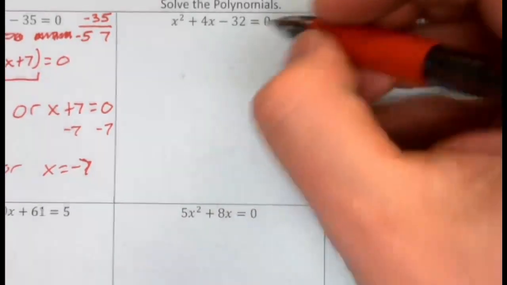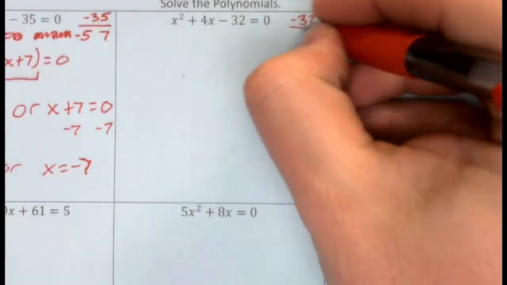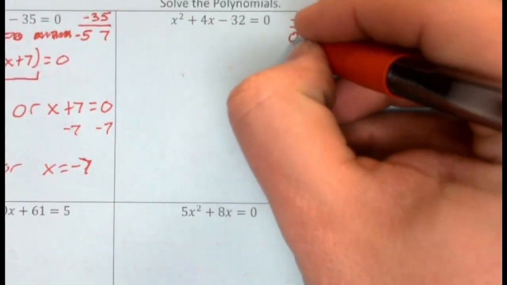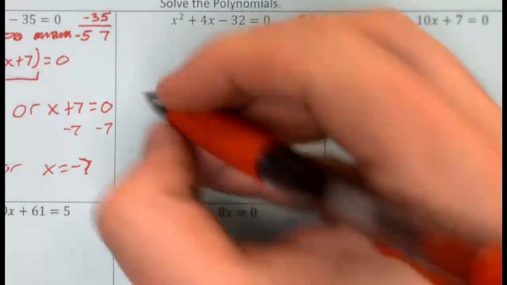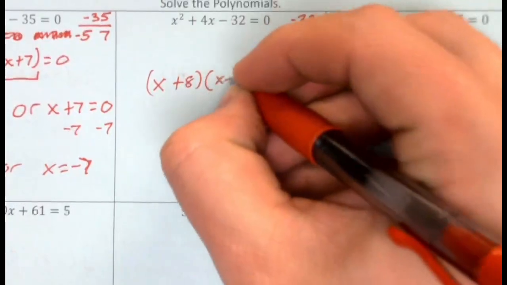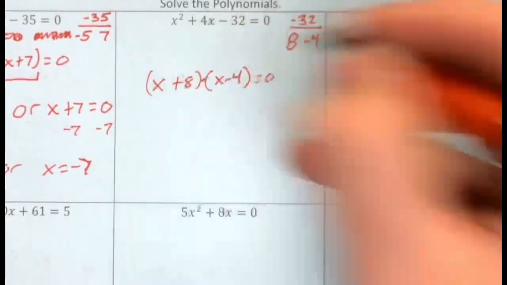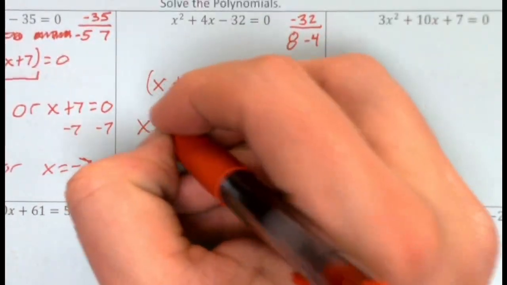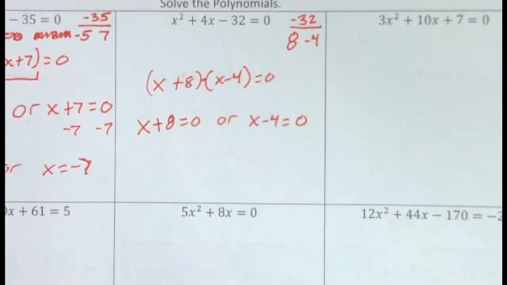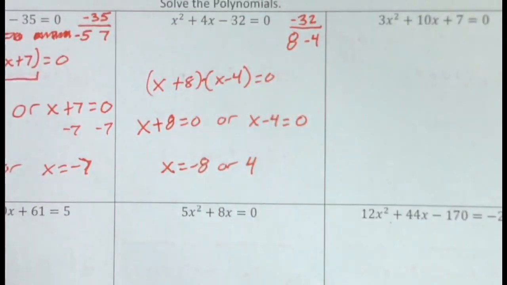Next problem over. Again, I need to factor it. AC method, 1 times negative 32 is negative 32. The two numbers I need are 8 and negative 4. Using my shortcut, I get this. Using my zero product property, x plus 8 is 0, or x minus 4 is 0. So negative 8 or positive 4.